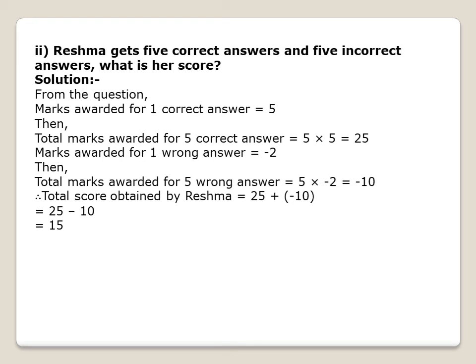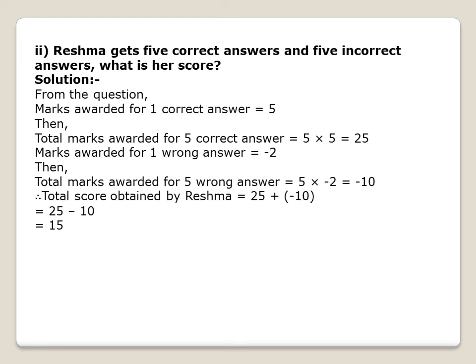Now how many for wrong answers? Marks awarded for one wrong answer is minus 2. How many did she attempt? 5. So 2 fives are 10, minus 10 for the wrong answers. To obtain the total score of Reshma, what we have to do? 25 plus minus 10, which equals 25 minus 10, which is 15.